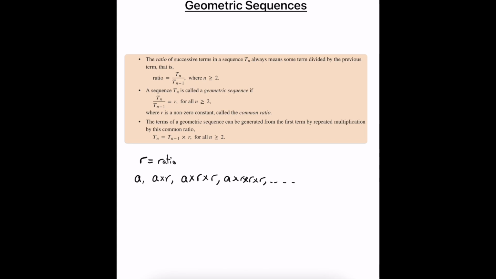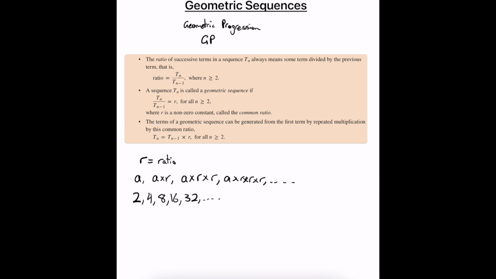So an example of a geometric sequence is something like 2, 4, 8, 16, 32, where we are multiplying by 2 to get to the next term. This is an example of a geometric sequence. What I should mention as well is that a geometric sequence may be defined as a geometric progression, or GP for short.